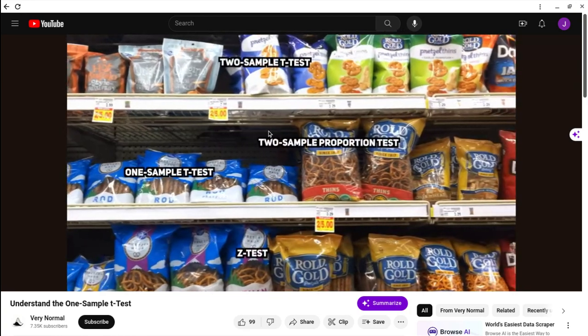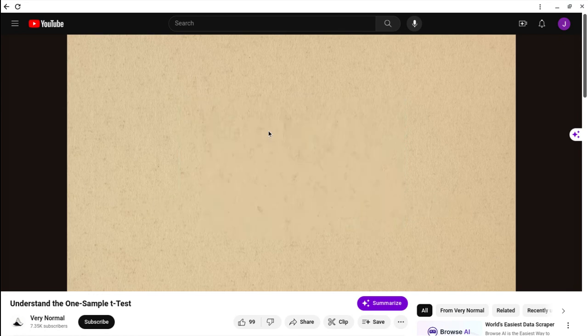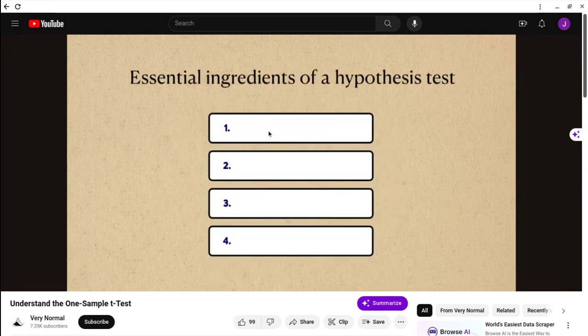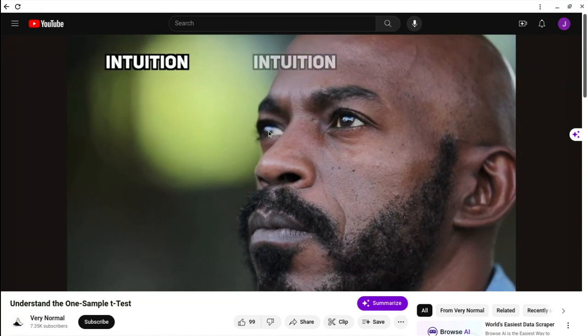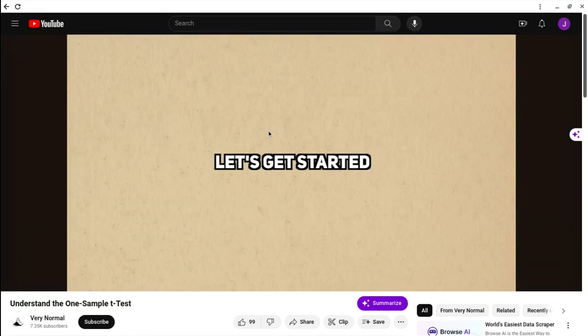There are many types of hypothesis tests, but we'll start with the humble one-sample t-test. Many of the concepts we'll learn here will apply to essentially all hypothesis tests. So we'll start to develop our own intuition using the simplest version of it. Let's buckle in and get started with the training.